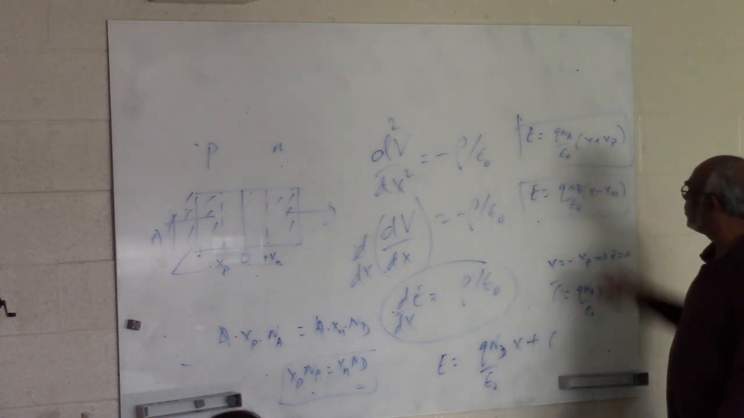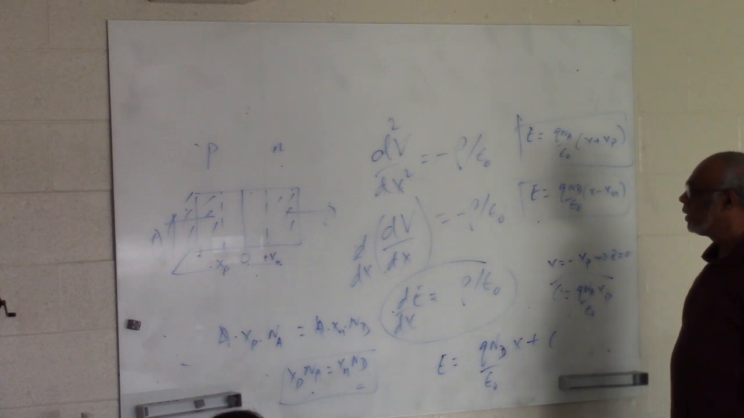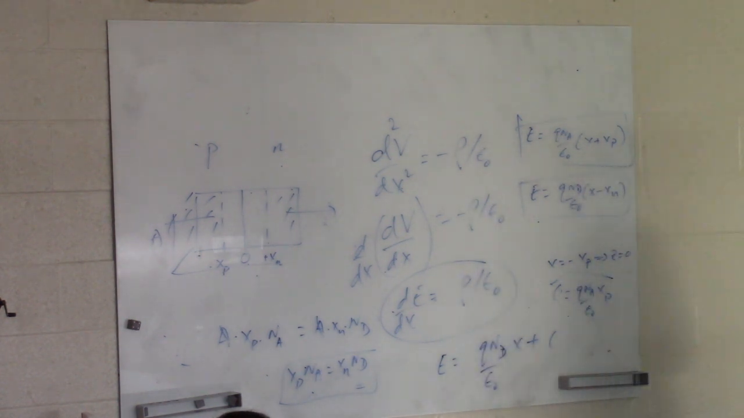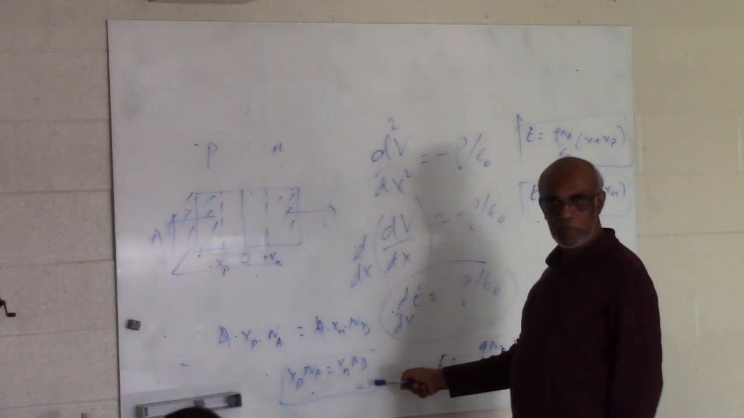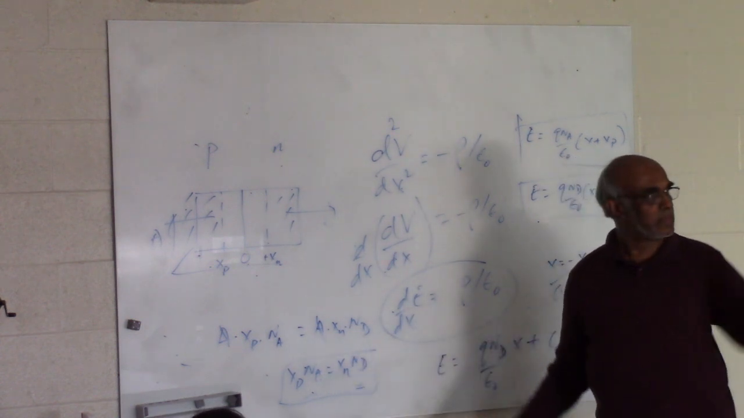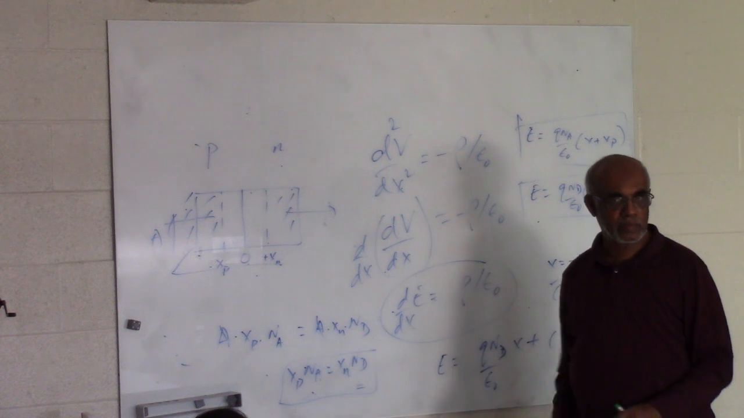So then you can show this relationship also. What you need is something called the depletion width, W. What is the depletion width? This is Xn, this is Xp. W means Xp plus Xn, so that you can easily show, right? We know Xp and Xn here, so you can easily calculate this W in terms of Xp and Xn.